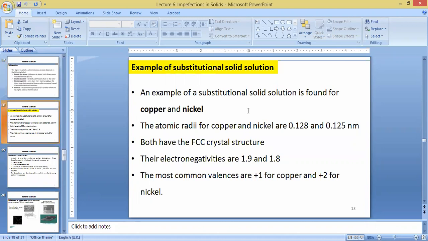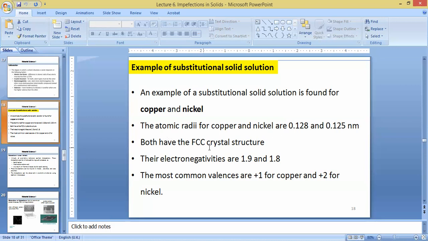An example of a solid solution is copper and nickel. This is an example of a substitutional solid solution, because the atomic radii for copper and nickel are 0.128 and 0.125. As you see, the difference is less than 15%, so their sizes are very similar, almost the same. That's why it's easy for the nickel atom to substitute a copper atom, because it will fit almost perfectly in that place. Their atomic radii are almost the same, so it's easy for this size to come and fit in a space for this one.